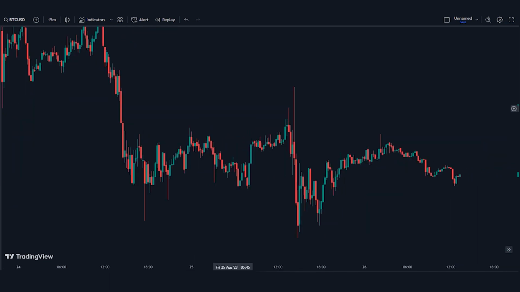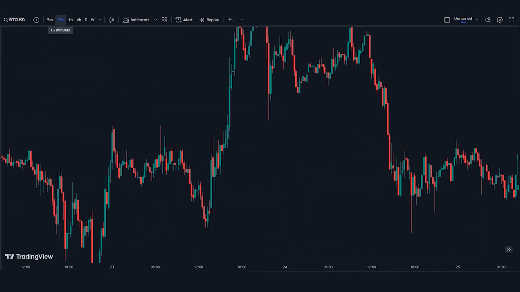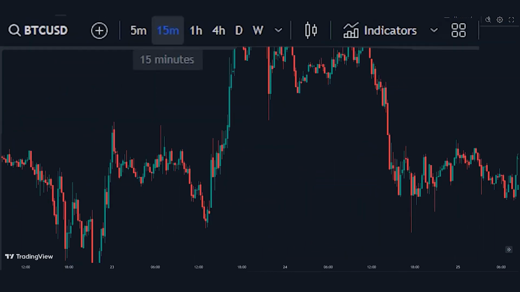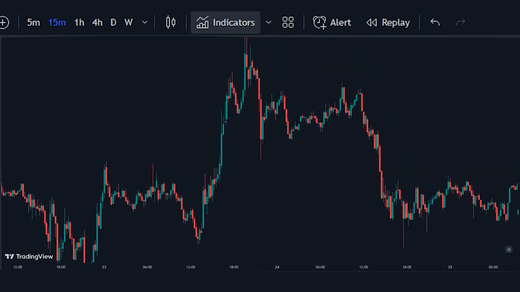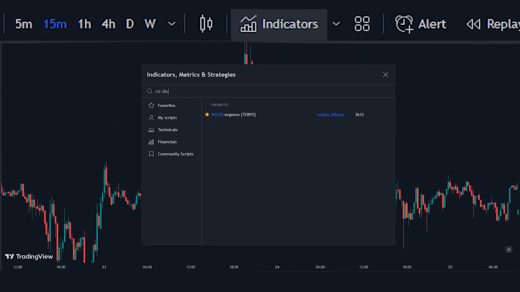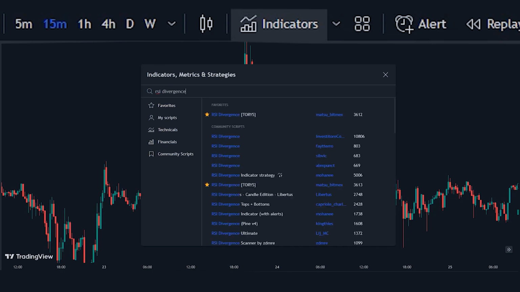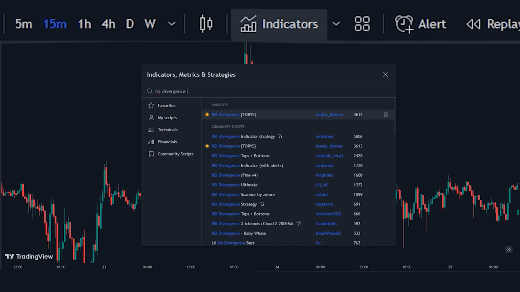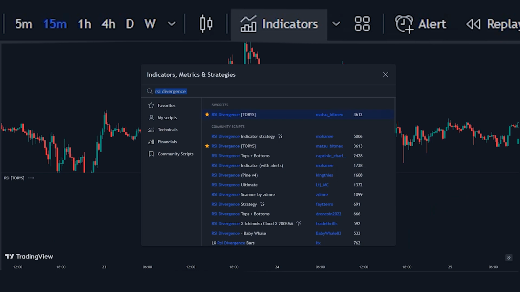Start a new TradingView chart. Set your chart to a 15-minute time frame. Also effective is a 5-minute time frame, but for long-term profitability, we prefer 15 minutes. Click on the Indicators tab, search for RSI Divergence Taurus. Make sure it's by author Matsu BitMEX. Click and apply it to your chart.